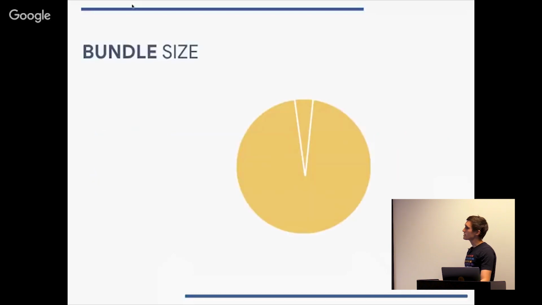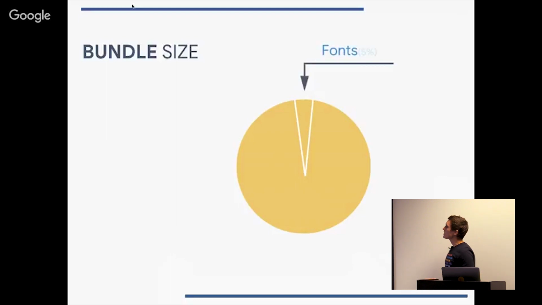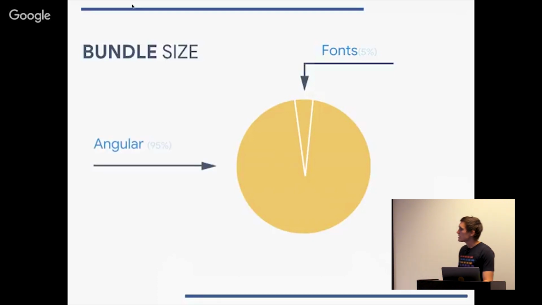So let's say this is a bundle, our JavaScript bundle, one continuous bundle. Our fonts represent 5% of it, probably less. That should really be more like 1 or 2%. And our Angular app is 95 or 97% or more. But it's still one entire bundle.